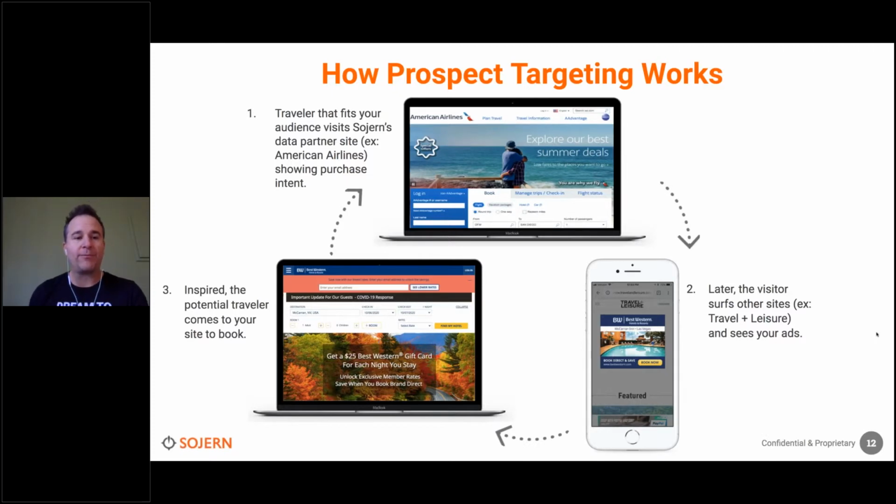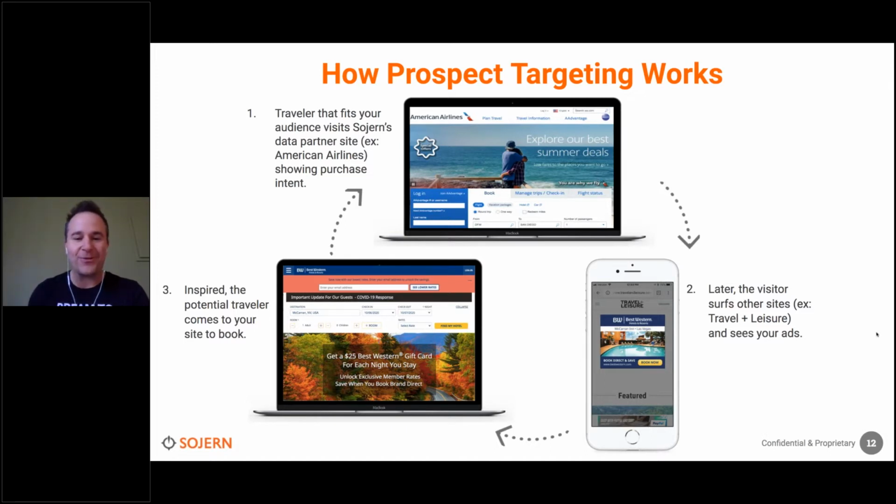Okay, so this one's pretty simple. It's just a visual example of the process that we talked through earlier for prospecting. If we look at the example, the traveler, the potential customer, visits American Airlines to do a flight search. American Airlines, as a data partner of ours, allows us to get that consented information back, like we talked about. The visitor then surfs to other sites, or as I like to call it, conducts their life online, just like the rest of us do.